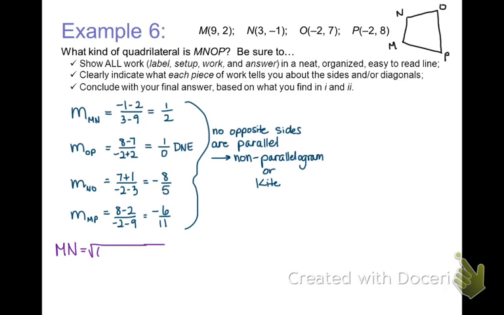I'm poor. All right. All right. MN. Distance. What is it going to be? 9, and then square it. Good. Don't forget the square.